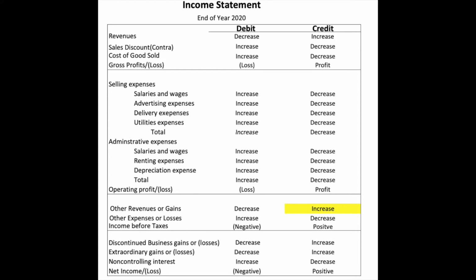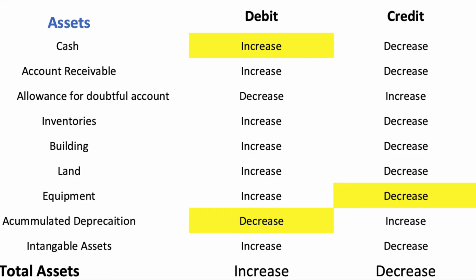In this transaction, gain on sale of equipment is increased in the income statement, and the equipment with accumulated depreciation are decreased in the balance sheet. Lastly, cash is increased in the balance sheet.